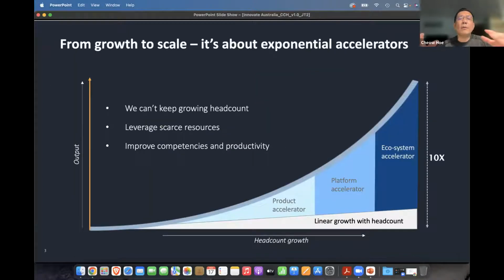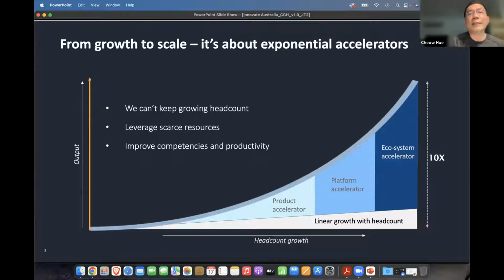Now, one of the most important things we learned is that we need to scale and not just grow. In the beginning, we kept asking for more headcount. Oh, can we have 20 more people for this, 50 more people? And very soon people will look at you and say, hey guys, when are you going to stop growing, right? I mean, I've given you 1,000 people now. Do you need another 5,000? It's not going to happen. There's no budget for it.